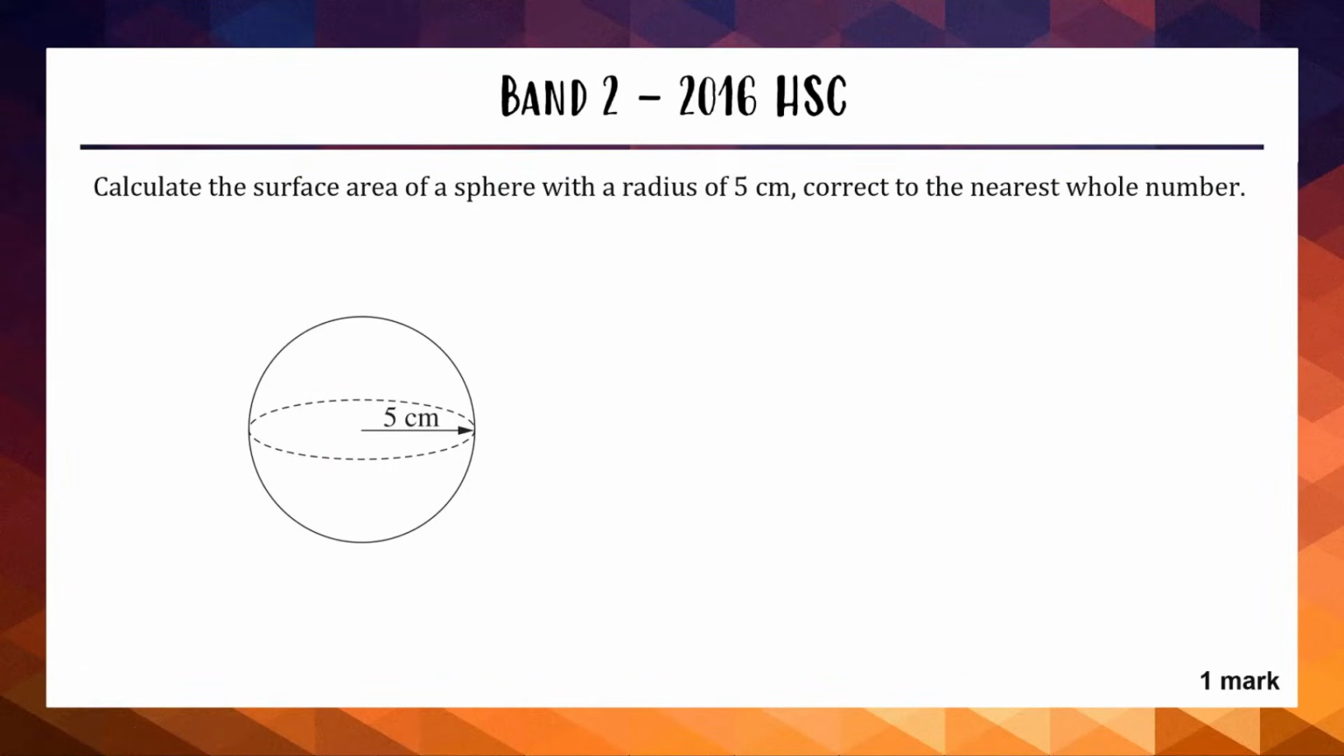This is the easiest question we are looking at today. It's a 1-mark question from the 2016 HSC paper. Calculate the surface area of a sphere with a radius of 5 centimeters, correct to the nearest whole number.